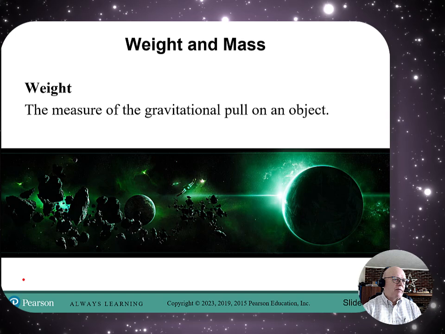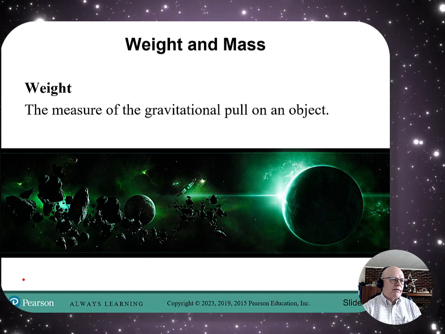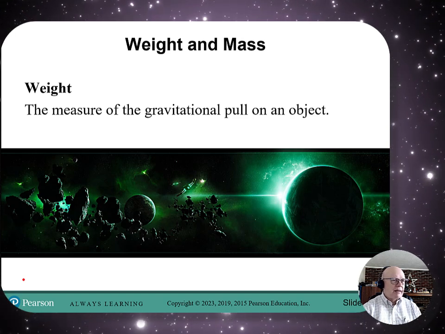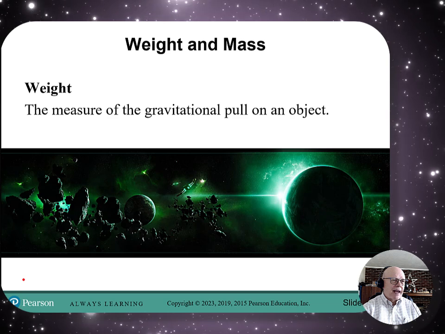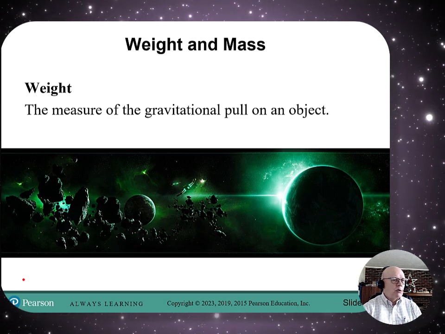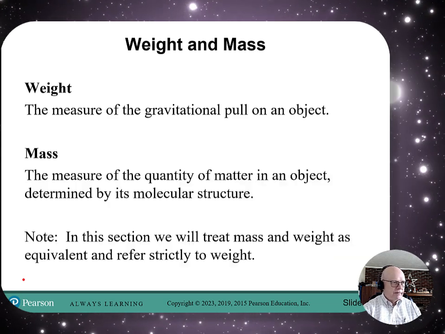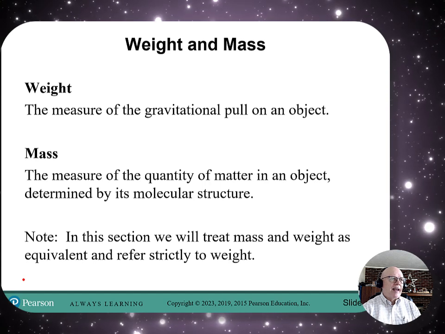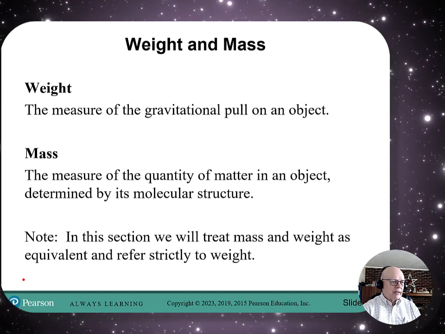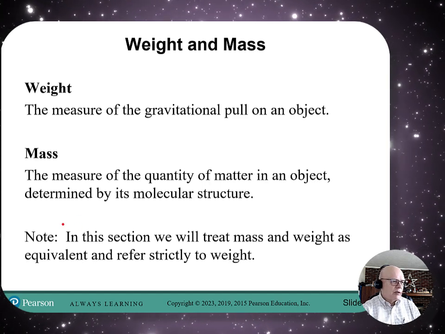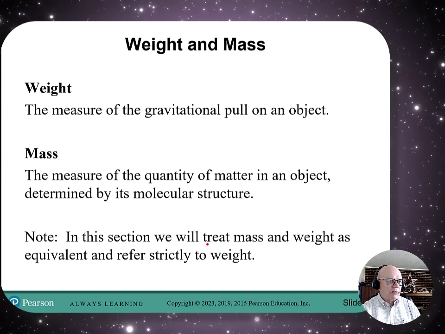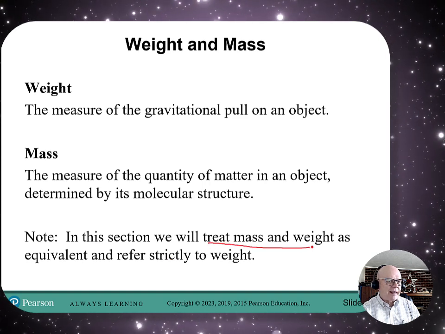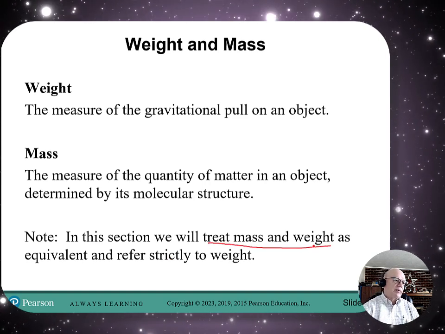It's the measure of gravitational pull. If the Earth didn't have any mass, there would be no gravitational pull and you would float right off. Mass is a little bit different. However, good news is we're going to treat mass and weight as equivalent.